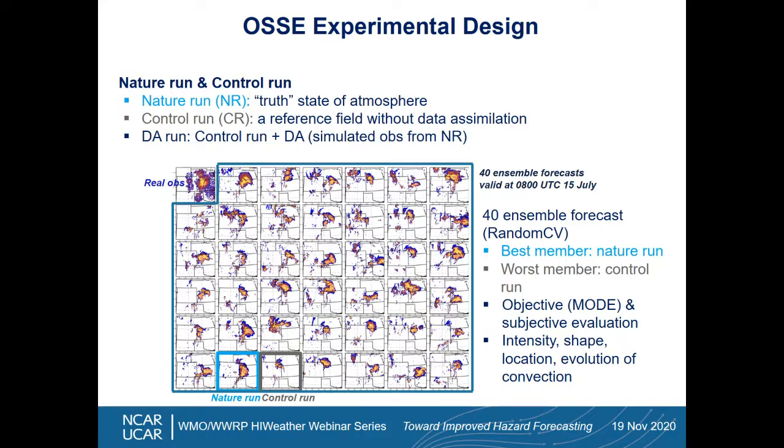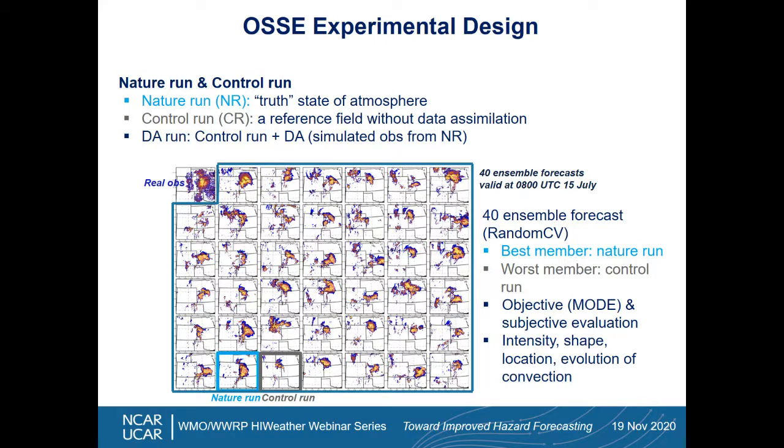The worst member that performs the poorest, we're calling the control run. And then we're going to use that to assimilate simulated data. We're going to put simulated data into the control run to see if it improves the forecast, to determine if it becomes more similar to the truth or the nature run. So you can see that the control run is a pretty poor result. It hardly produces any precipitation at all.